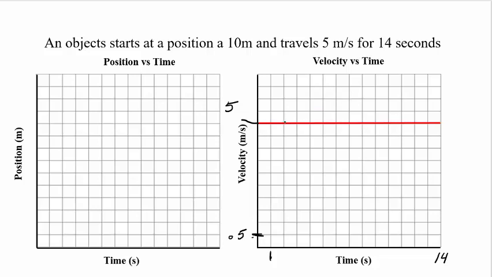All right, so I have my velocity versus time graph drawn. Again, it's going to be constant. It's going to have a slope of 0 because of no acceleration. It's just going to be a straight line all the way from 0 to 14 seconds with a numerical value of 5.